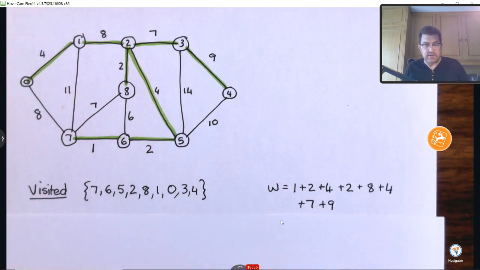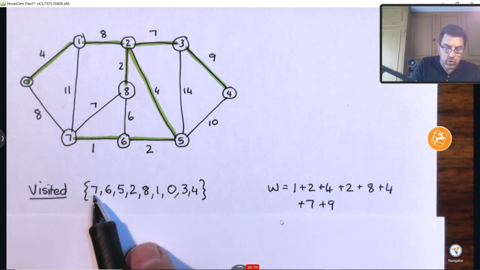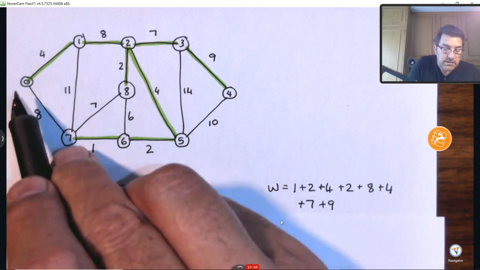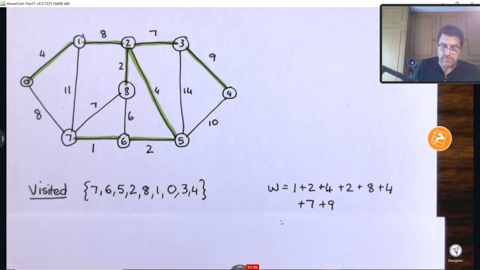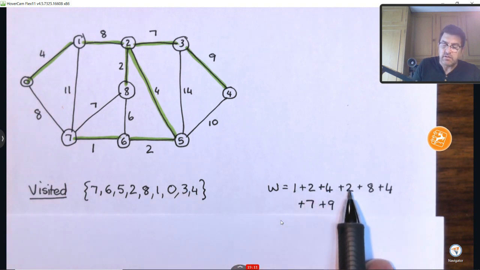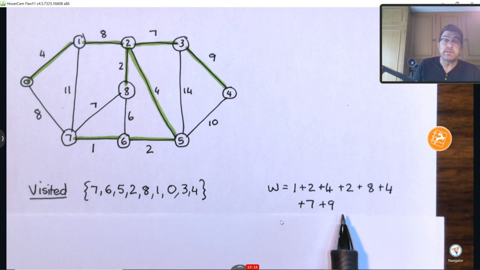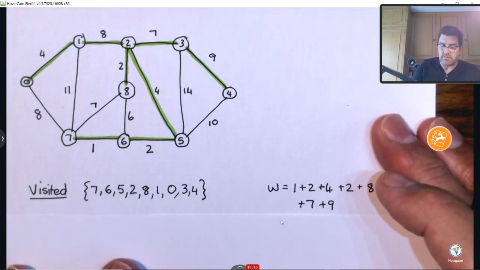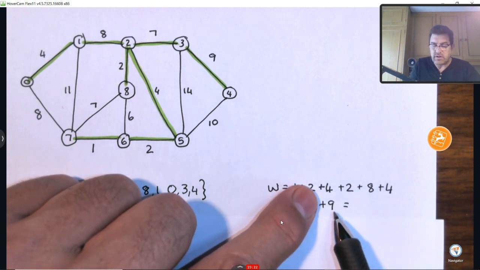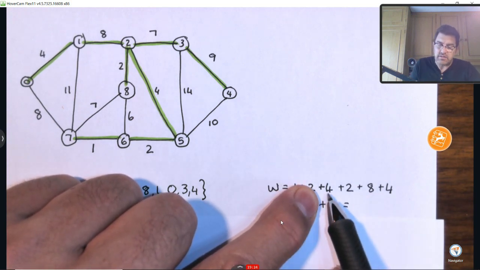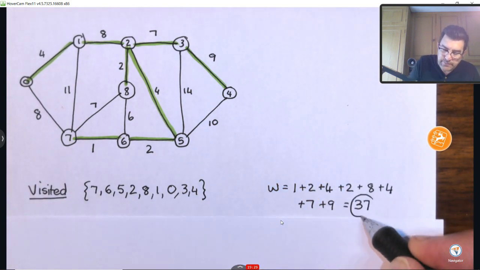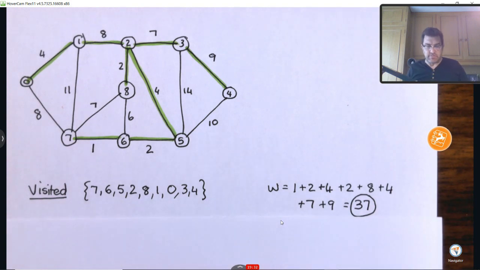Now let's just see. There's 8 vertices. 1, 2, 3, 4, 5, 6, 7, 8, 9. There's 9 because we started at 0. Okay, so if there's 9 vertices, there must be 8 sides. 1, 2, 3, 4, 5, 6, 7, 8. So indeed, we have used Prim's algorithm correctly. So to calculate this weight, we've got 10, we've got 19, we've got 29, 30. Our weight is 37 for this particular graph.